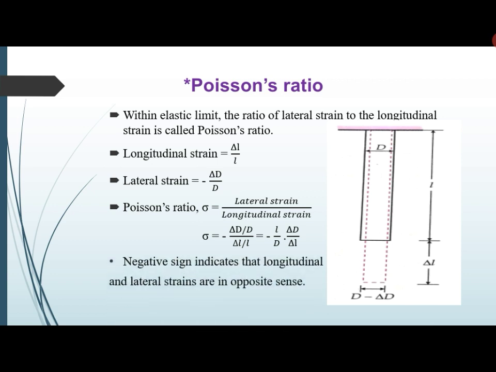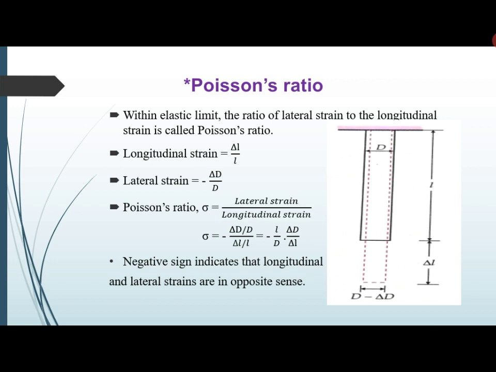Now this negative sign shows that the longitudinal strain and the lateral strain are in opposite sense. As we had discussed, the length is increased but the diameter is decreased. And the Poisson's ratio, being a ratio of two strains, is a dimensionless and unitless quantity.